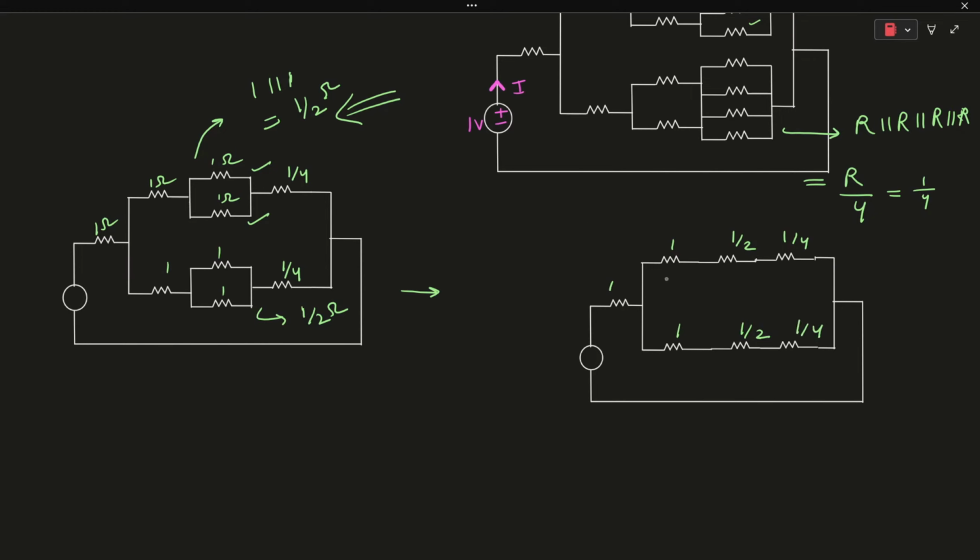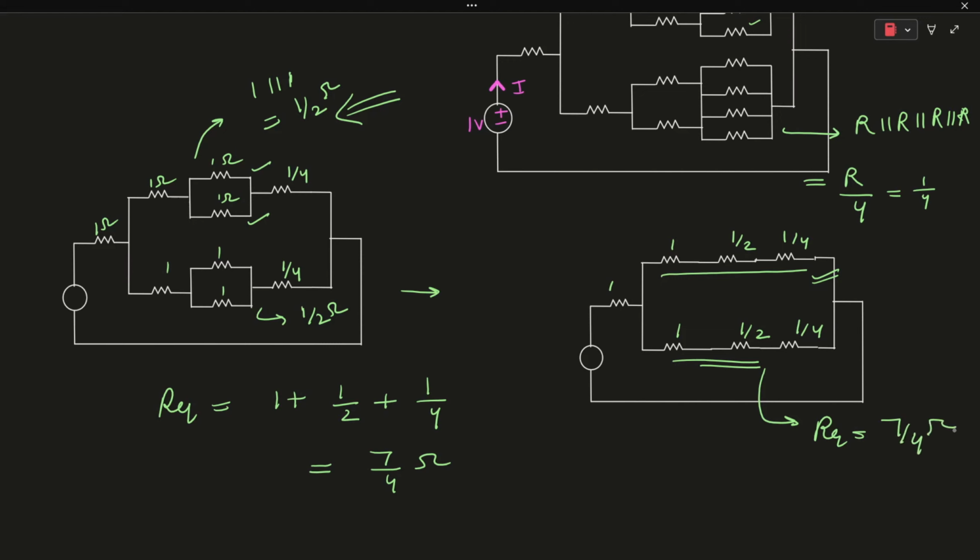Now as you can see, these three resistors are connected in series. It means that their equivalent resistance will be equal to the series combination of these three resistors, which will be equal to 1 plus 1 by 2 plus 1 by 4, which is coming out to be 7 by 4 ohms. Similarly, the series combination of these three resistors will also be equal to 7 by 4 ohms. Okay. And these two branches are connected in parallel with each other. It means that their parallel combination will be equal to 7 by 4 in parallel with 7 by 4, which is equal to 7 by 8 ohms.